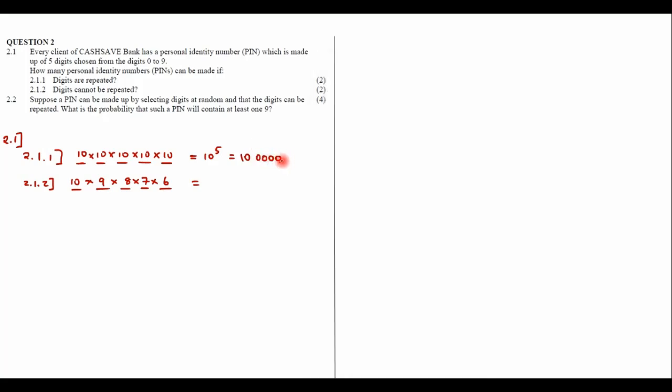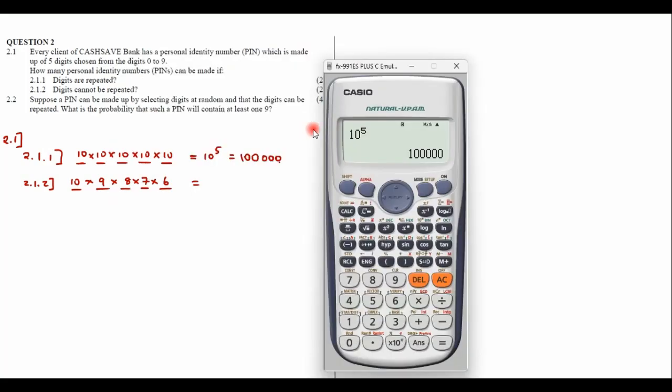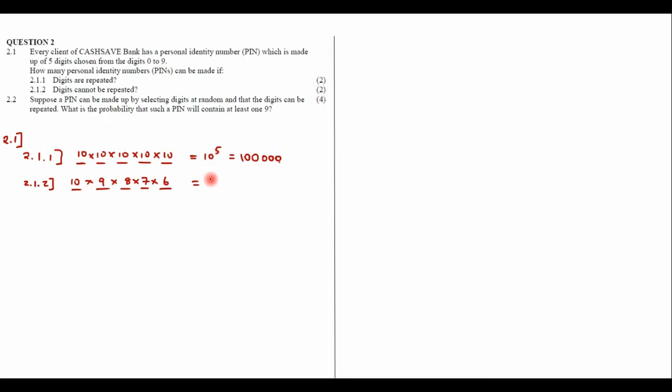Yeah, I made a mistake here. Figured. So basically it's like 100,000 here. And then with this one, it's 10 times 9 times 8 times 7 times 6, then that gives you 30,240. And that is how we basically do the first part. Now let's go ahead and look into the second one.